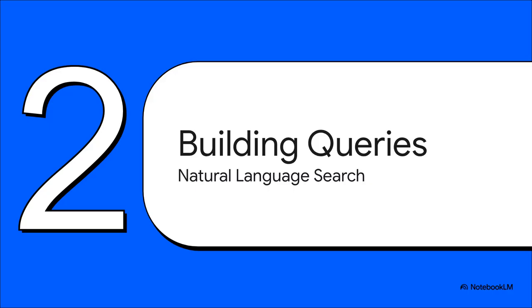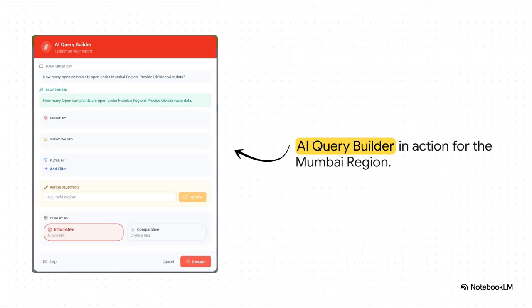Moving right along to step 2, building your first query. Once you're in the workspace, I have some seriously great news for you. You no longer need to know complex coding or SQL to pull deep information from the postal database. The AI Query Builder is a real game changer here. You literally just type into the system like you're sending a message to a colleague. For example, if you want Mumbai region data, you just type, "How many open complaints open under Mumbai region? Provide division-wise data." And that's it. The AI immediately optimizes the question. You don't have to pull tables or write command lines. Natural language makes retrieving this data entirely effortless. It reads your plain English, understands the postal hierarchy perfectly, and structures the data pull instantly.